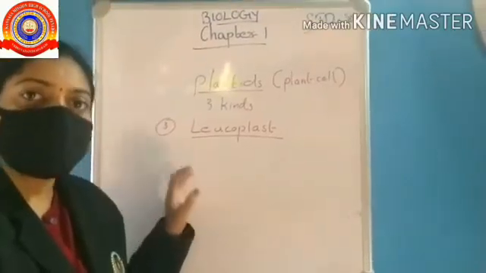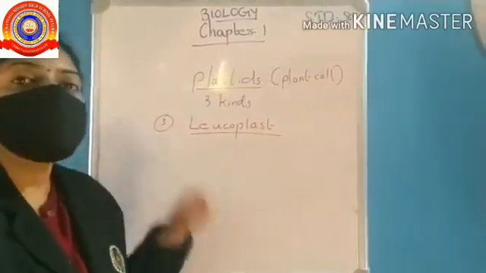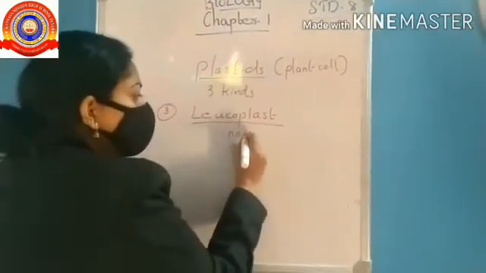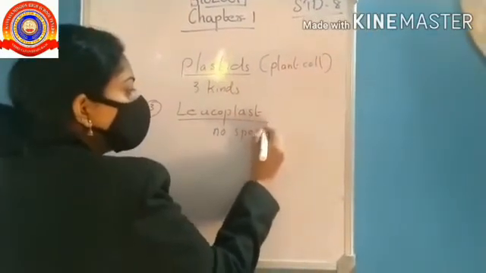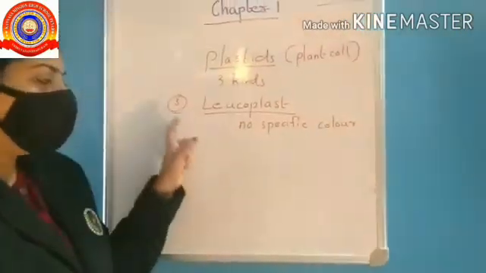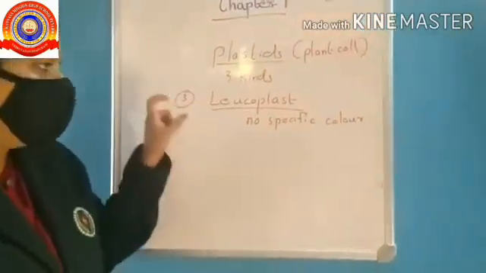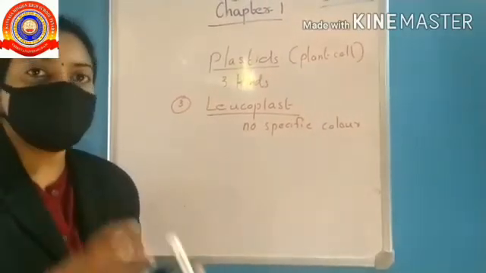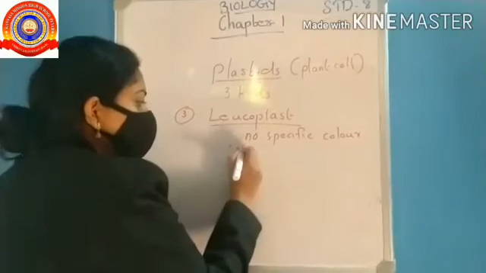Third plastid is leucoplast. It has no specific color. So the leucoplast has no specific color and it is found in the cells where the food materials are stored.